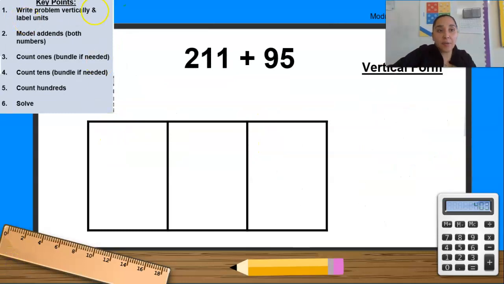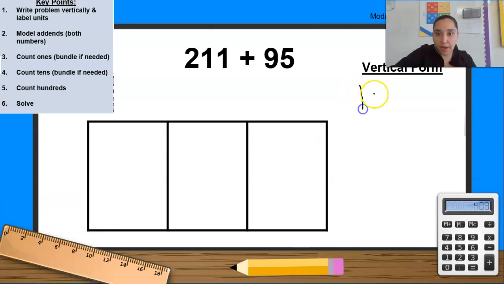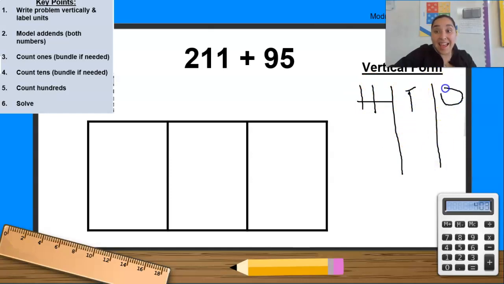Okay, let's solve another problem again. Key point number 1, write the problem vertically. So, remember, the first thing is I write my H, my T, and the O. So I write H, T, and O. Then I write the addends in the correct place value. 211 plus 95.